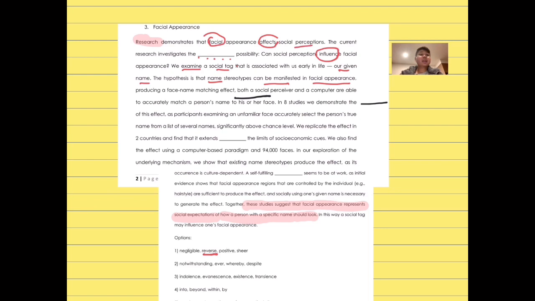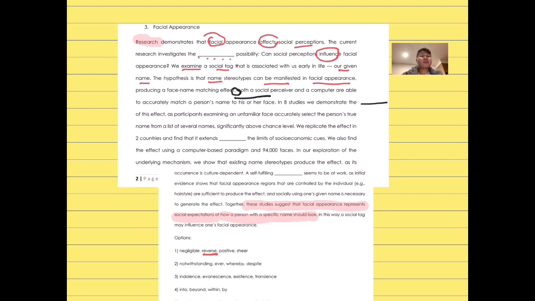In the second blank, it should be in this area. So after effect and a comma, you have the blank here. The name can be manifested in facial appearance, producing a face name matching effect. Dash, both a social perceiver and a computer are able to match a person's name and face. So here, if I see the comma at the beginning of the sentence, 99% I think I have to go with an adverb. And let's have a look at the options.